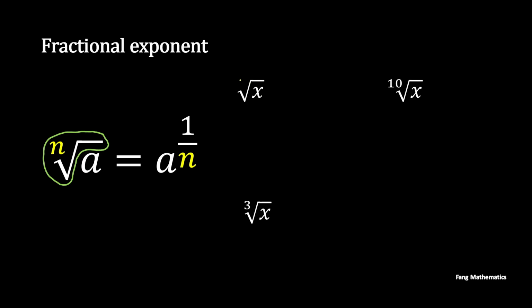Let's look at our first example, square root of x. So square root, you have an invisible 2, and we are to turn this into fractional exponent. So the base x remains as x, and we are to turn this square root, so 2 at the denominator, and on the numerator is 1, x to the power of 1 over 2, so half.